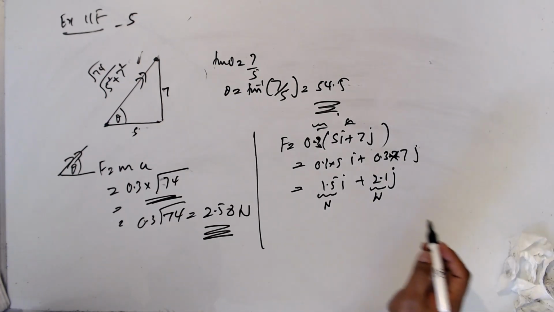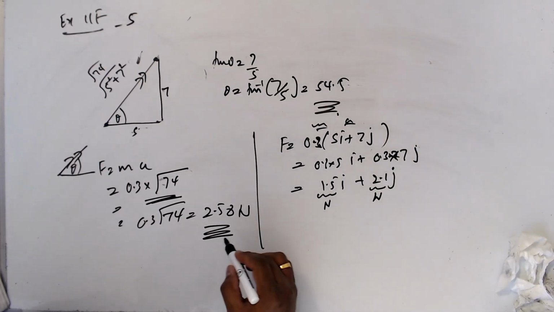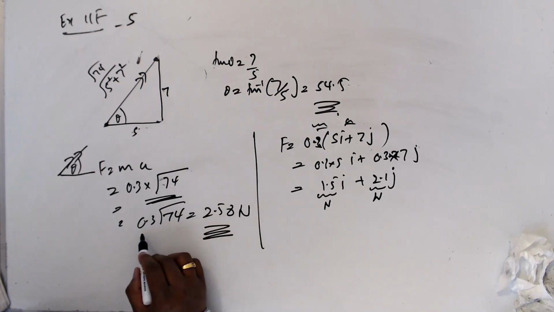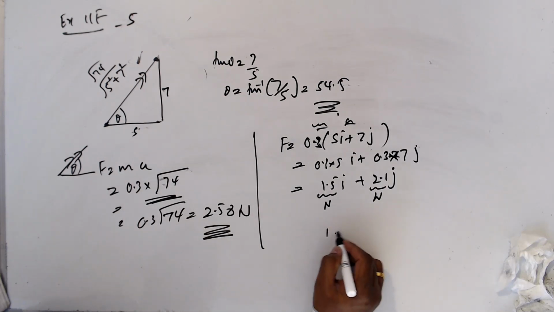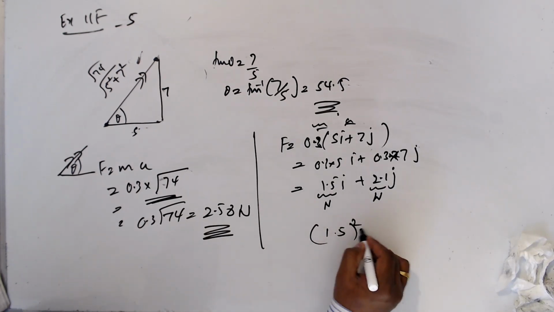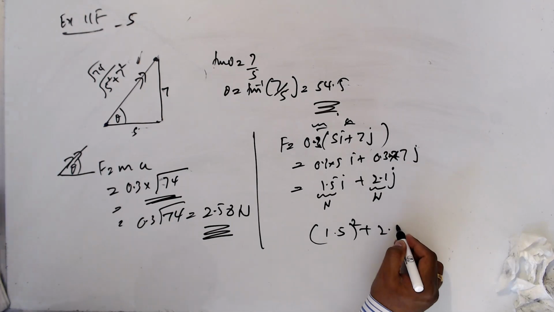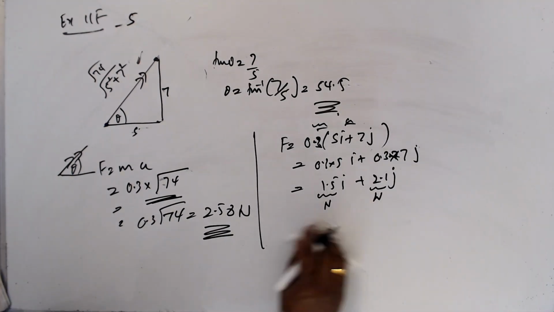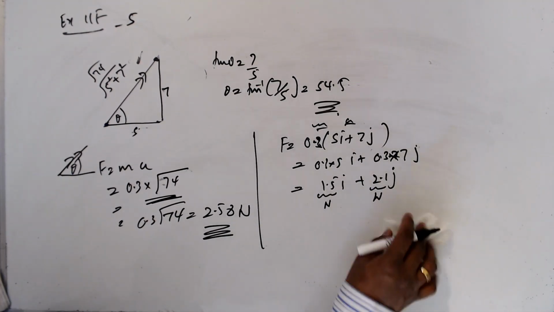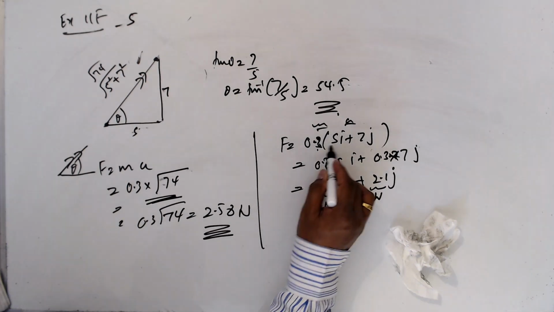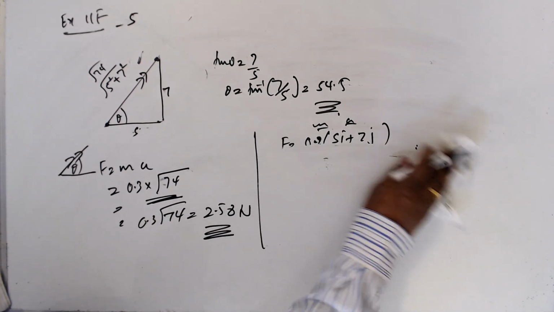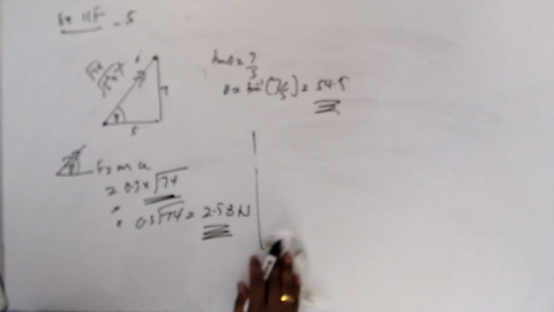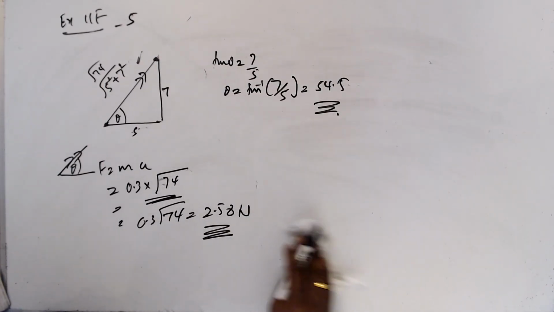So, what is the square root of 1.5 squared plus 2.1 squared? That's, I think I'm right, 3.5. So you can forget this part, but you can keep it in the vector form as well.